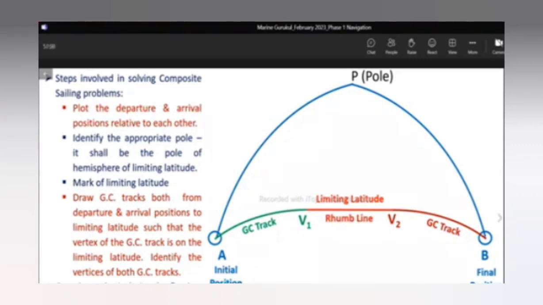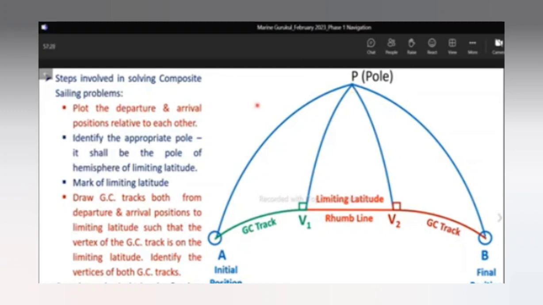Now we can draw the meridians of V1 and V2. Angle at V1 would be 90, and likewise angle at V2 would also be 90. Now we get two right angled spherical triangles. One is PV1A, the other is PV2B, which we can solve using our Napier's rules.